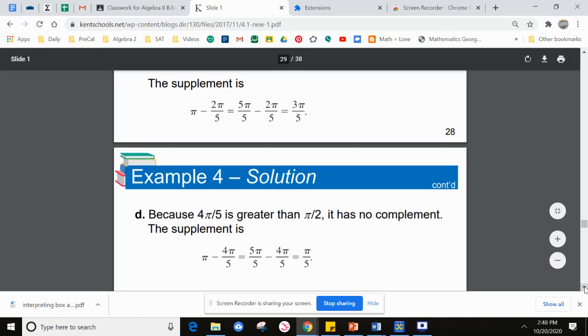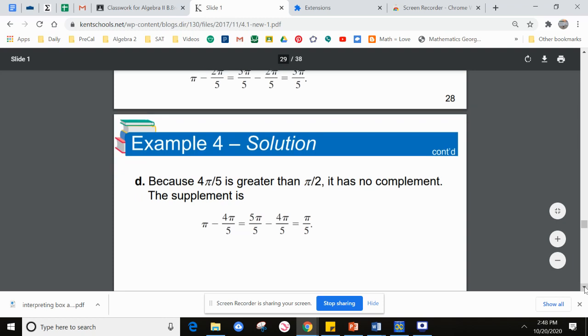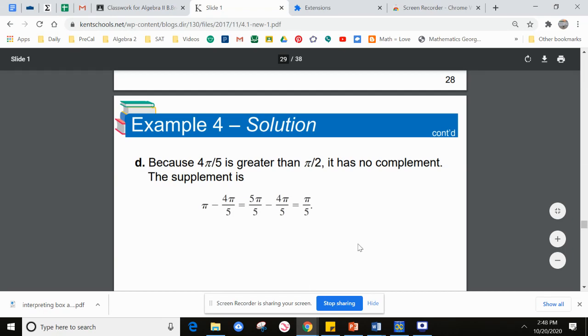For the supplement, though, you would still do pi minus 4 pi over 5 and get pi over 5. Again, just write that down, show your work for the calculator, basically, to give me pi over 5. And that is how that works.